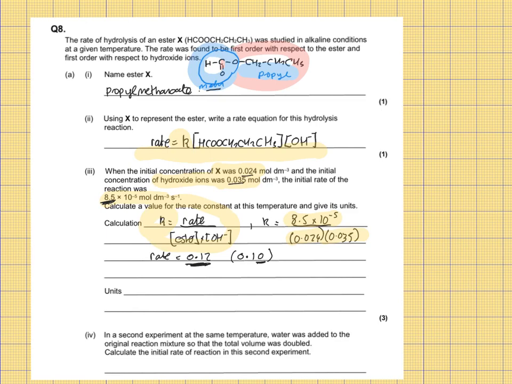Now let's look at the units for k. On the top is rate, and they told us the units for rate are moles per dm cubed per second. And we've been given the units for concentration of X as moles per dm cubed, and the concentration of hydroxide ions is moles per dm cubed. That cancels out with that, that cancels out with that, and therefore there are units for k, but let's tidy it up. Moles to the plus 1, when it comes to the top, becomes moles to the minus 1. dm to the minus 3, when it comes to the top, is dm to the plus 3. Seconds to the minus 1.